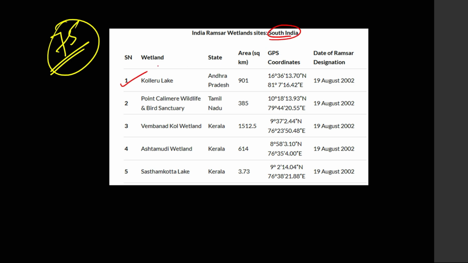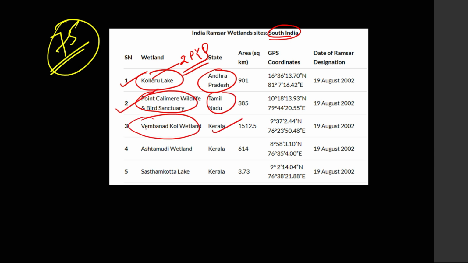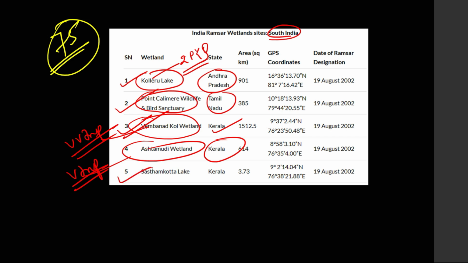So guys, the list, in South India, is the Koleru Lake. You can see it is in Andhra Pradesh. UPSC has already asked questions twice; 2 PYQs have come on Koleru Lake. Very important. Then Point Calimere Wildlife and Bird Sanctuary, Tamil Nadu, again very important. Then Vembanad Kol Lake in Kerala, very, very important. Next time you can definitely expect a question on Vembanad Kol Lake. Then Ashtamudi Wetland, again very important, again Kerala, and Sasthamkotta Wetland also in Kerala. This has already been asked in UPSC.